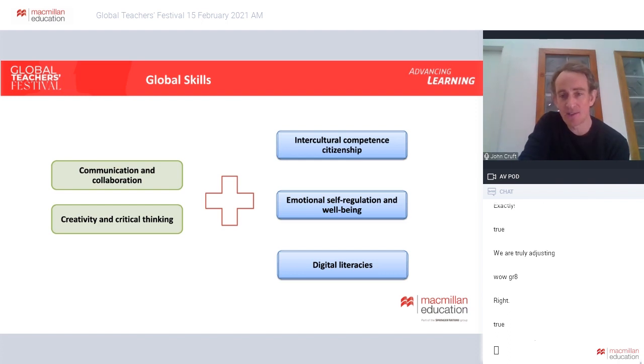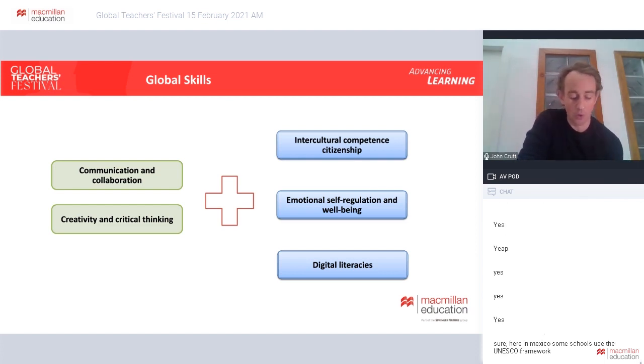Where have I got these skills from, you may ask. I got these from a mixture of different places. There are different frameworks around the world being used in different educational systems. Some of you may have heard of the UNESCO four pillars framework: learning to know, learning to do, learning to live together, learning to be. Some countries may adopt those four pillars in their national educational frameworks, and some of those areas interlink with the ones on the screen.